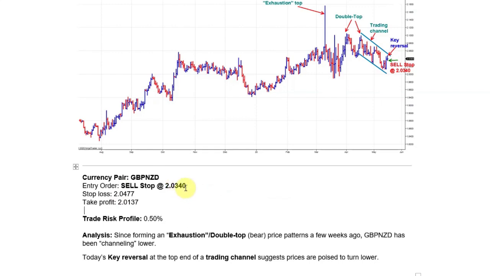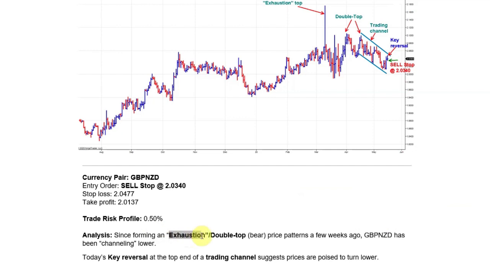So here was the initial setup where the sell stop was at 203.40, the stop loss was 204.77. For those who don't understand risk and say you can't take 137 pips, you can. You just need to reduce your lot size, and that was my initial take profit, and that was widened. So you can see then I also have an explanation of what I'm looking at on the chart.